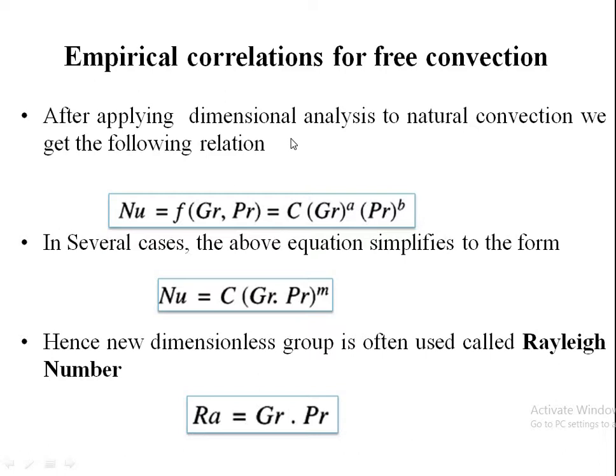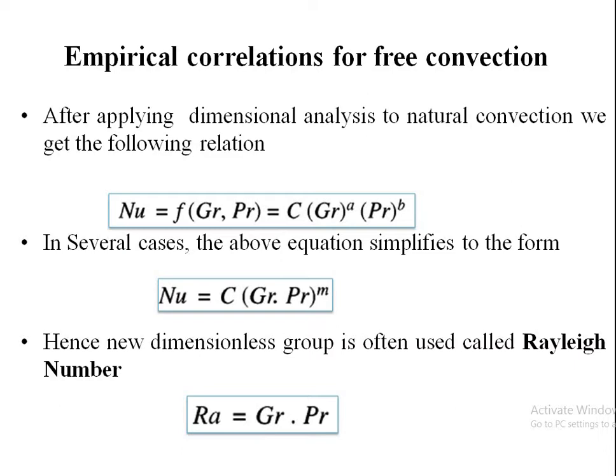In the previous lecture, we saw the application of dimensional analysis to natural convection, and we got the relation Nu is equal to a function of Gr and Pr, where Nu is the Nusselt number, Gr is the Grashof number, and Pr is the Prandtl number. We can interpret this functional equation as Nu equals C multiplied by Gr raised to a multiplied by Pr raised to b, where C, a, and b are constants and can be determined experimentally.